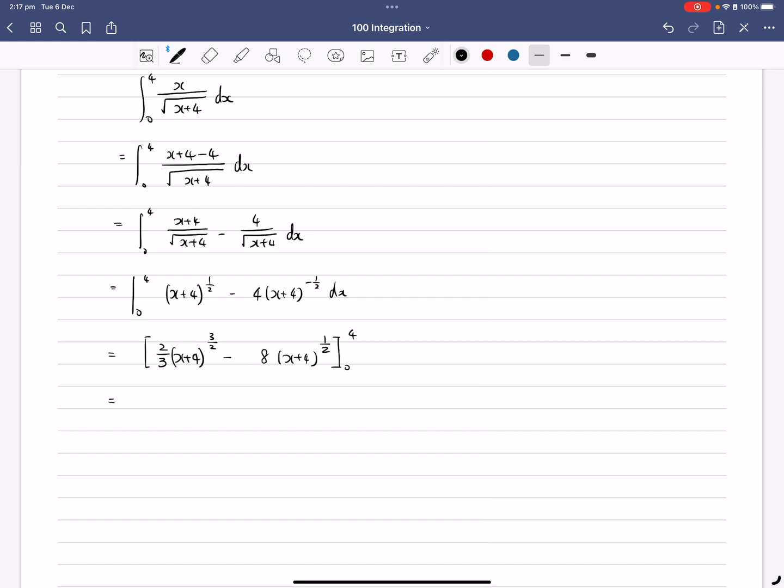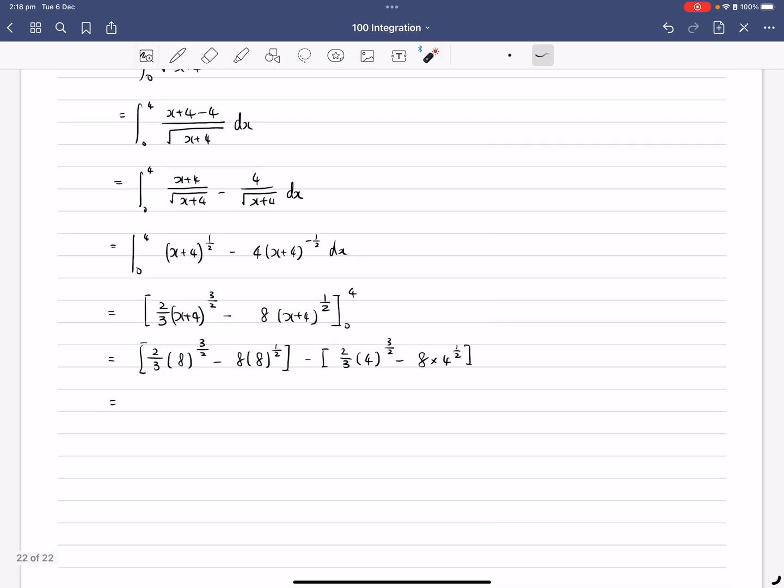Okay, it's a definite integral question, so we need to go from 0 to 4, and make sure you do the substitution. So 2 over 3, 8 to the power of 3 on 2, minus 8 to the power of half. That's when you substitute the 4 back inside. Next, we need to substitute 0 inside as well. Once this is done, you need to simplify this expression.